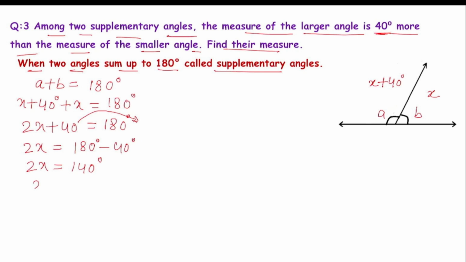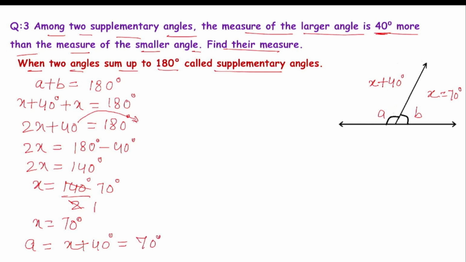Then the value of X is 140 over 2. Divide both sides by 2. So this is going to be cancelled with 70 degrees. So X equals 70 degrees. The value of B is 70 degrees. Then the value of A will be X plus 40 degrees, which is 70 plus 40 degrees, which is 110 degrees. So this is our answer. So A equals 110.